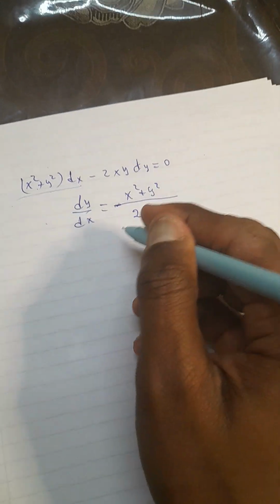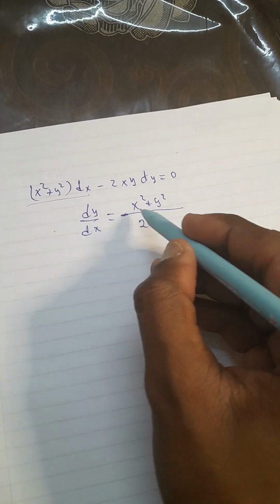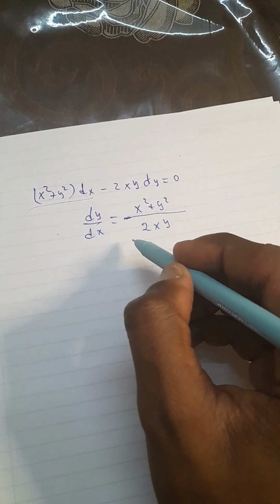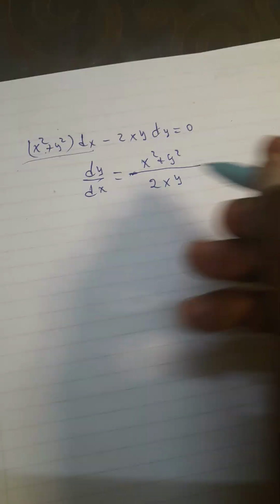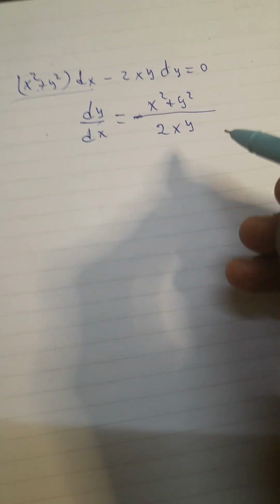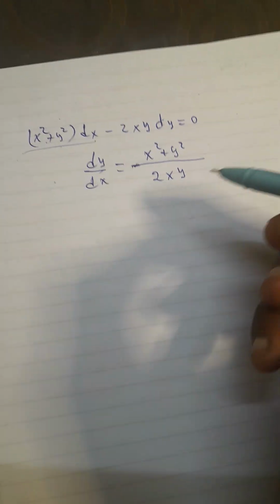Now, what's the next step? The next step is just to see whether this function is a homogeneous function or not. Just by seeing, you can see that this is a homogeneous function. Why? It's very simple.